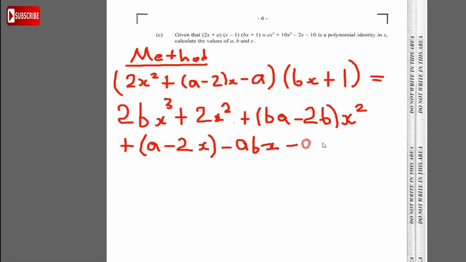And all of this is equal to your cx cubed plus 10x squared minus blah blah blah. So let me put it in a different color. Don't want to get it confused. So in the red is your left hand side. Then over here is your right hand side, which is cx cubed plus 10x squared minus your 2x minus 10.